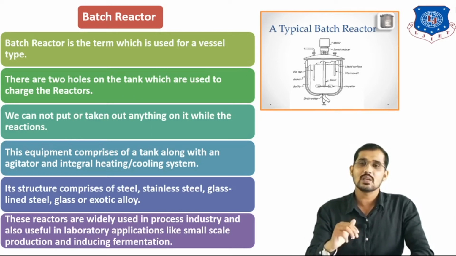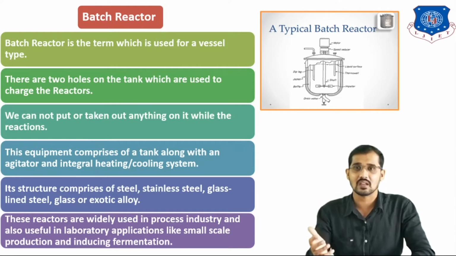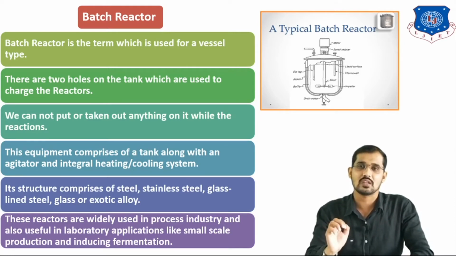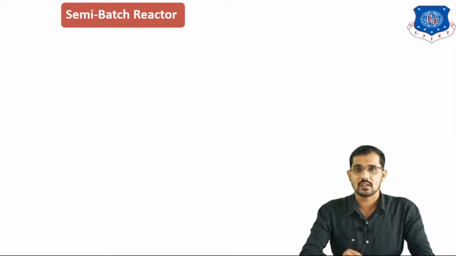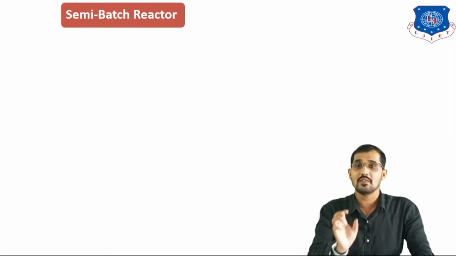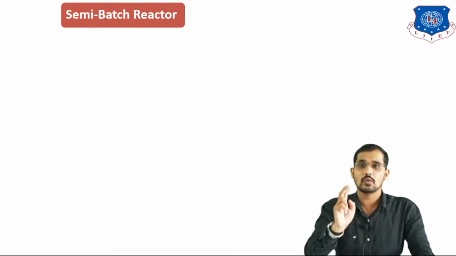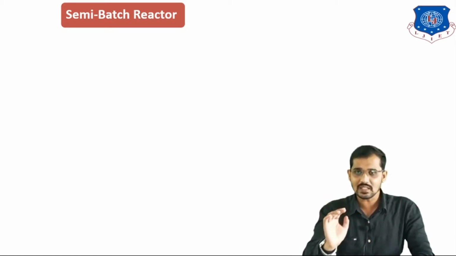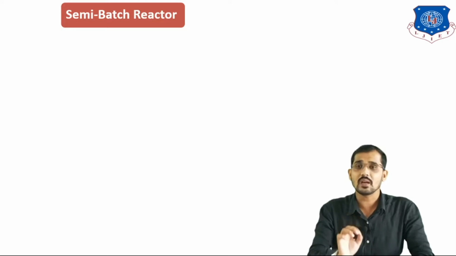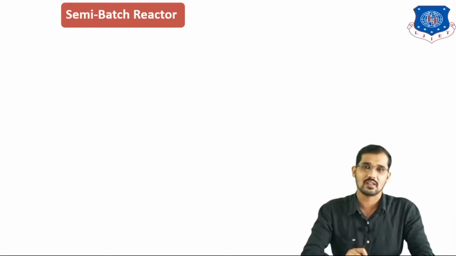Now we will see some important points of another reactor, which is a variant of the batch reactor, that is nothing but the semi-batch reactor. The next reactor is the semi-batch reactor. In the semi-batch reactor also we have one vessel on which there are two holes in the top section from which we are providing reactants to the reactor. But here one of the reactants is already completely filled in the reactor and one of the reactants is continuously fed to the reactor.